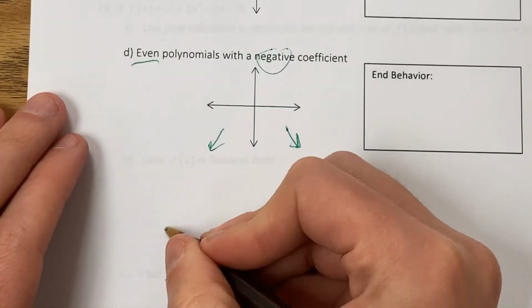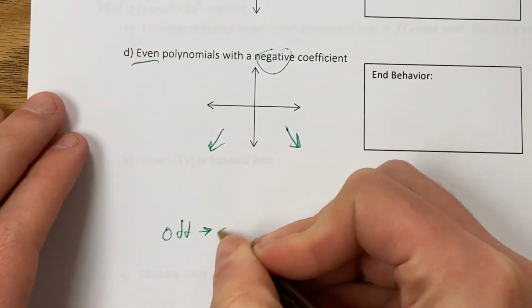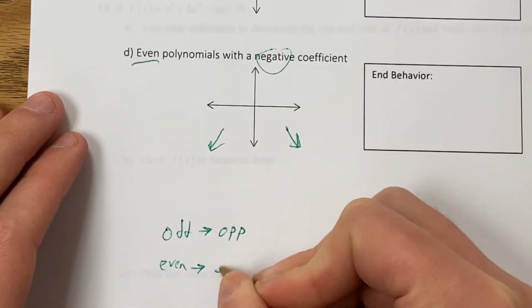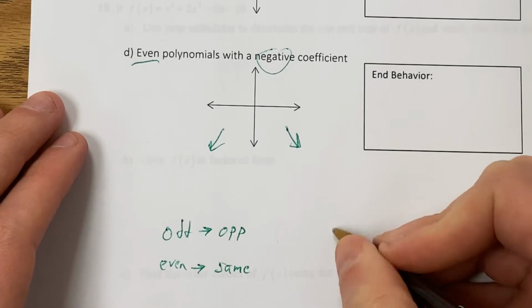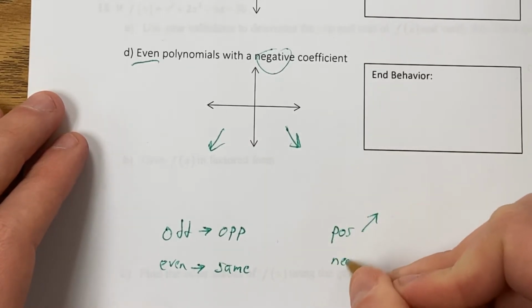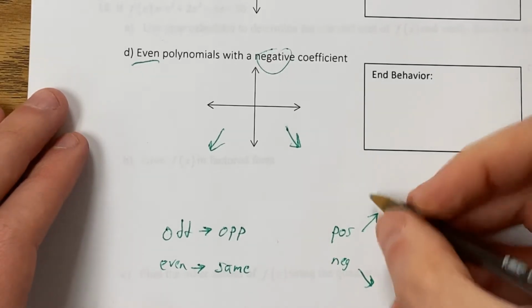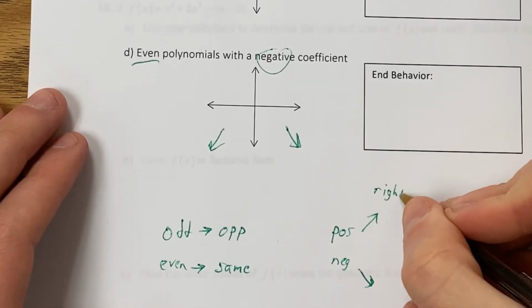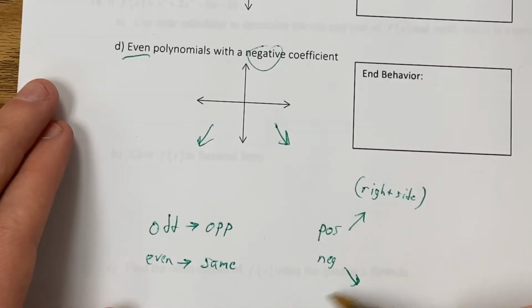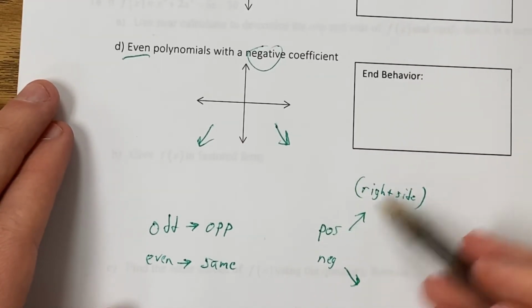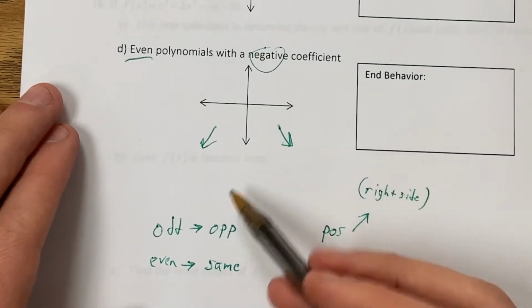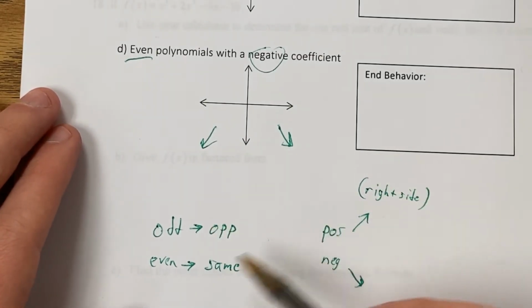So once again, odd is opposite, even is the same direction, positive means it goes up, negative means it goes down. And that is always on the right side. So use the right side. You always do this first. If it's positive, the right side goes up. If it's negative, the right side goes down. And then you look over here. If it's odd, do the opposite. If it's even, do the same.